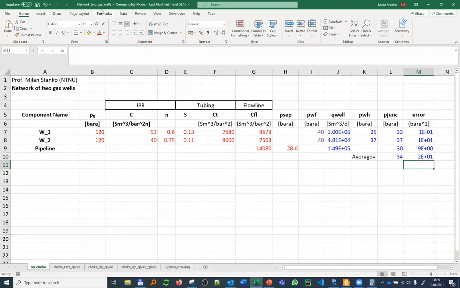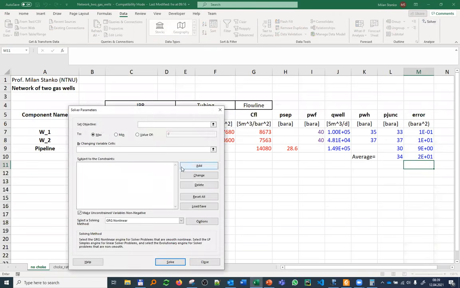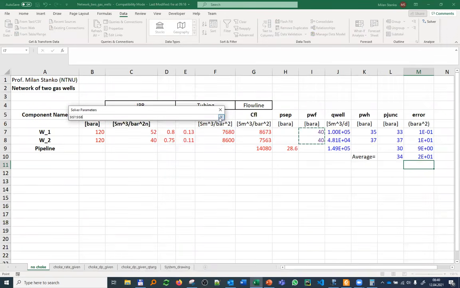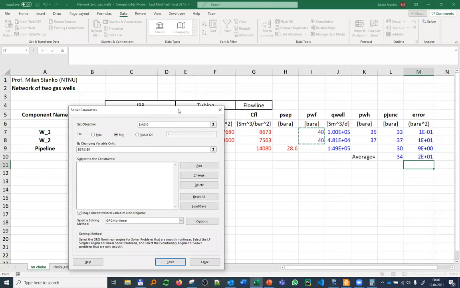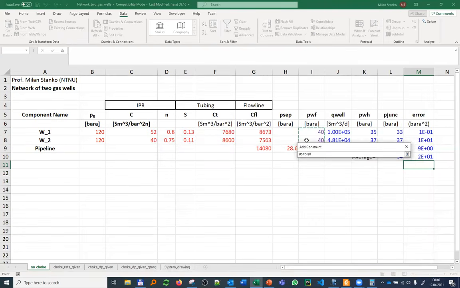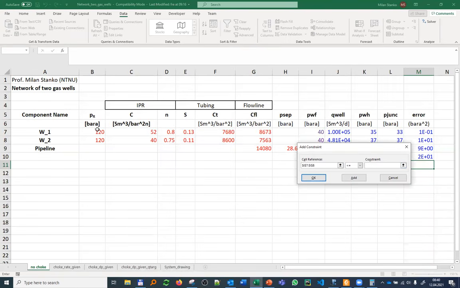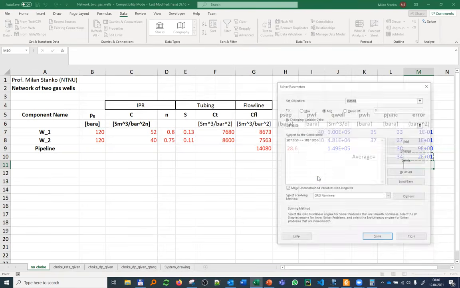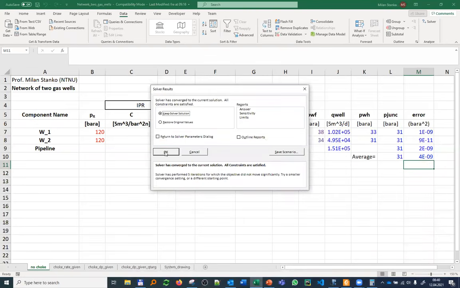So I use the solver. And in the solver, I want to drive this cell to a value, in this case the minimum, right? Because it's a squared quantity, so it cannot be negative. And I want to change these two. And if I want to help the solver a bit, I could say also that these two parameters have to be less than or equal to reservoir pressure. Okay, and it found a solution.